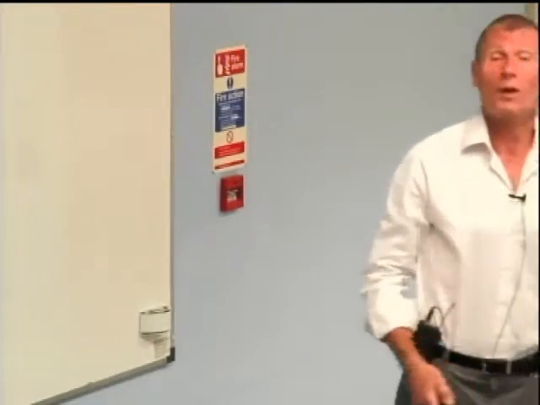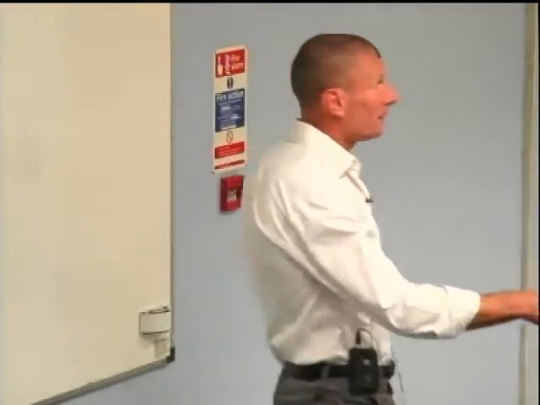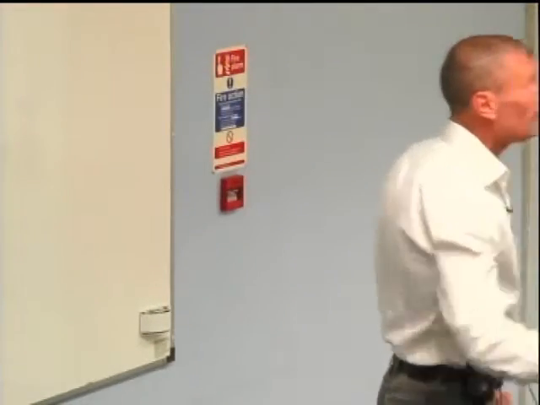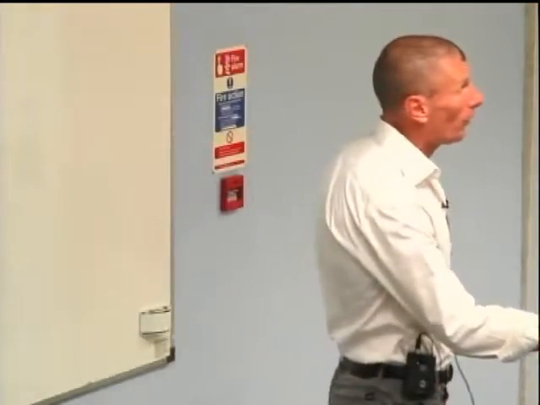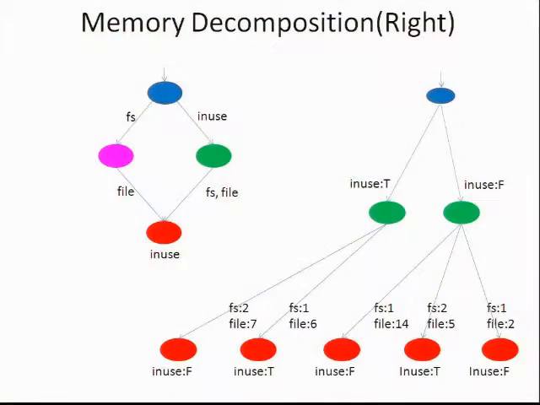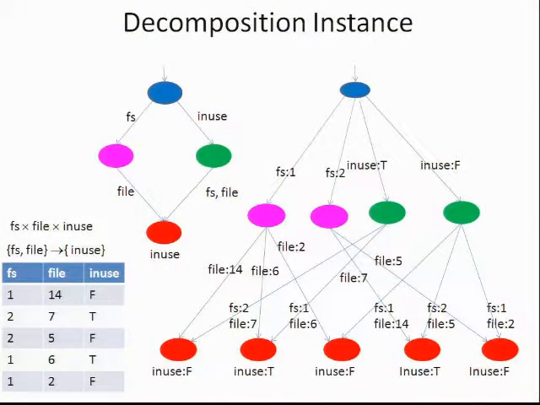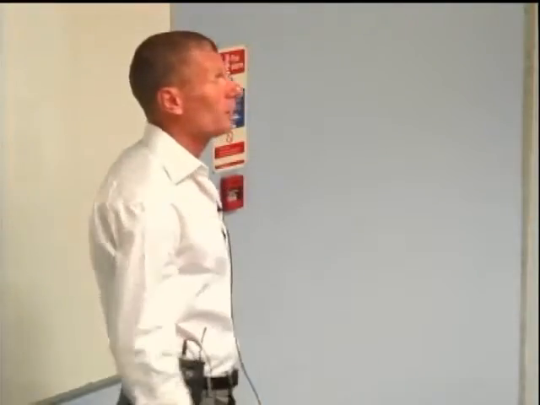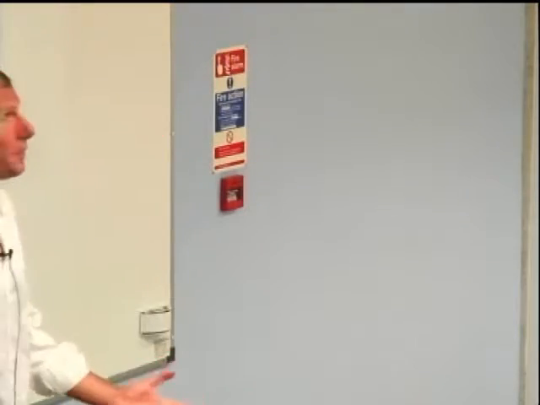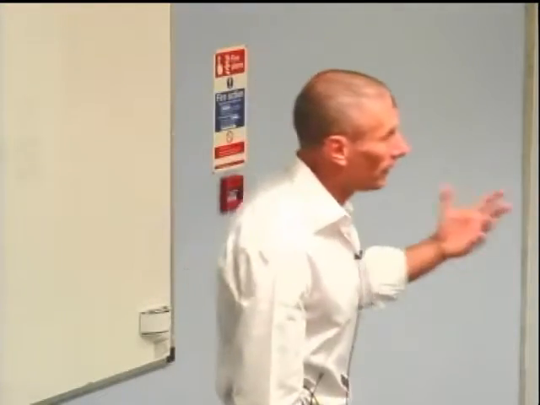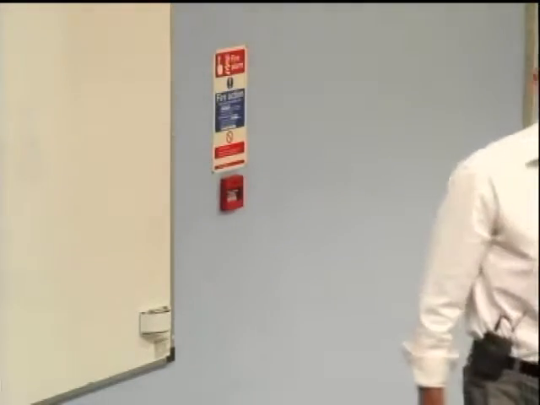It's a description of the concrete memory that you have. So this is kind of a type descriptor, and this is what is represented by this type. You see there are two instances of the blue, the in-use true and in-use false. These are the individual files, and they are all represented by this decomposition instance. This is basically just a representation of the memory, ignoring the individual layout of the containers.